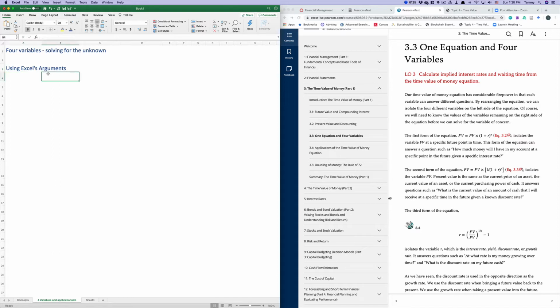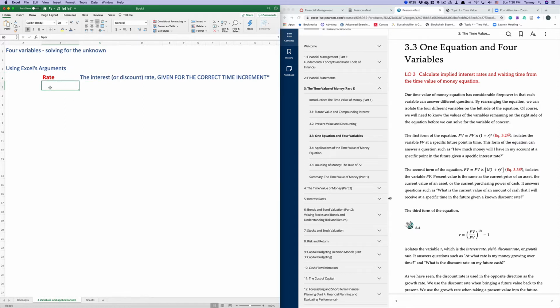So when you invoke an Excel time value of money function, the first thing that you are going to be prompted for is the rate. And the rate is either the interest rate or the discount rate.